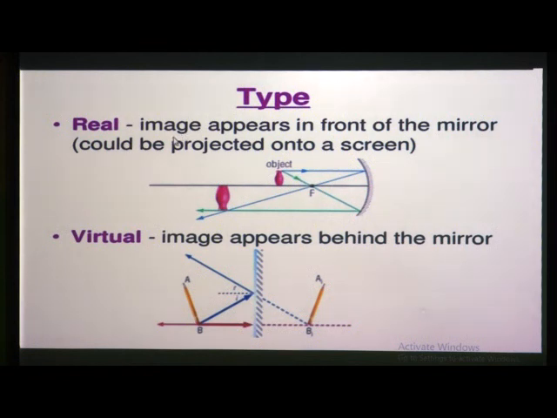What is meant by a real image? A real image appears in front of the mirror and can be projected onto a screen. So, whatever image we get from a mirror, a real image we can project. Then virtual: the image appears behind the mirror, but it does not look exactly like the object. That type is called a virtual image.